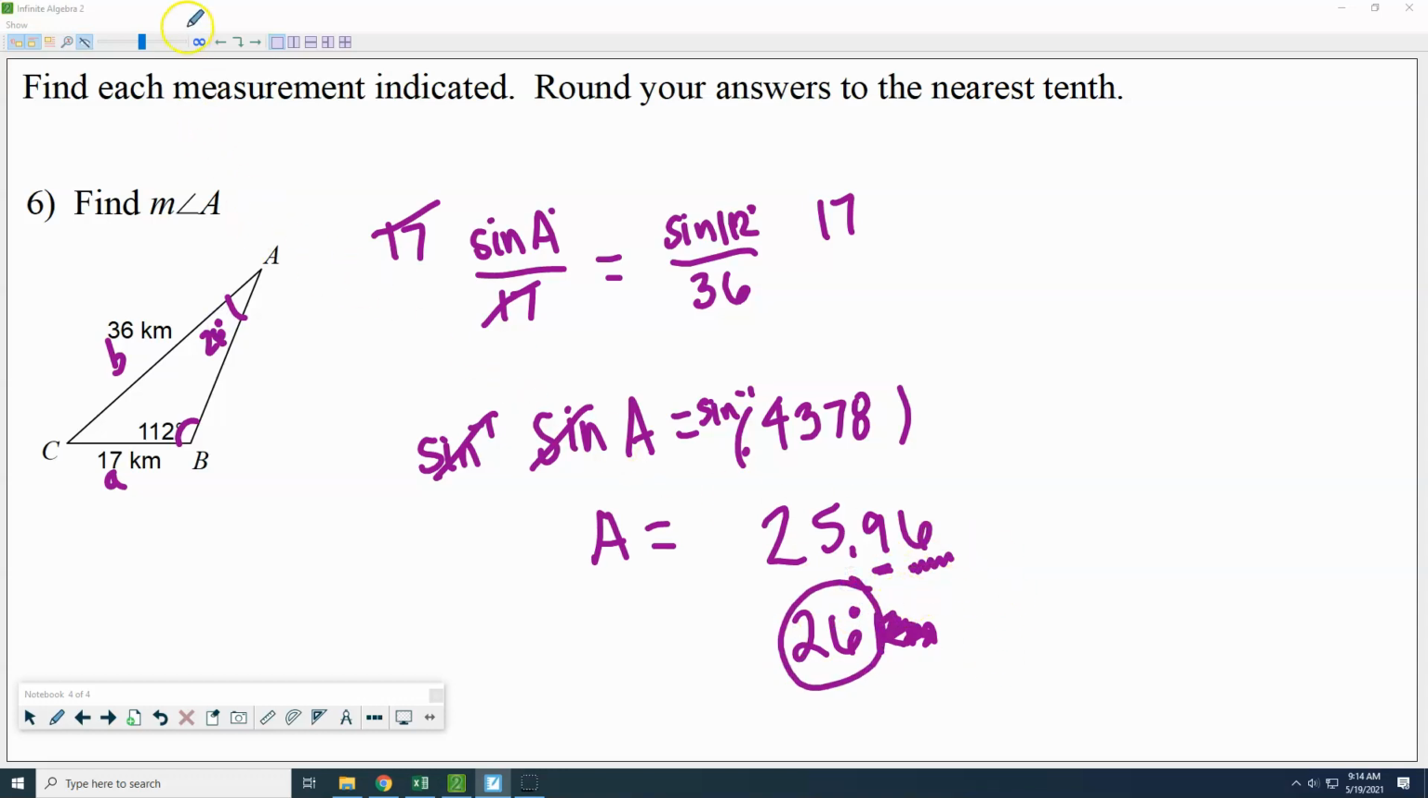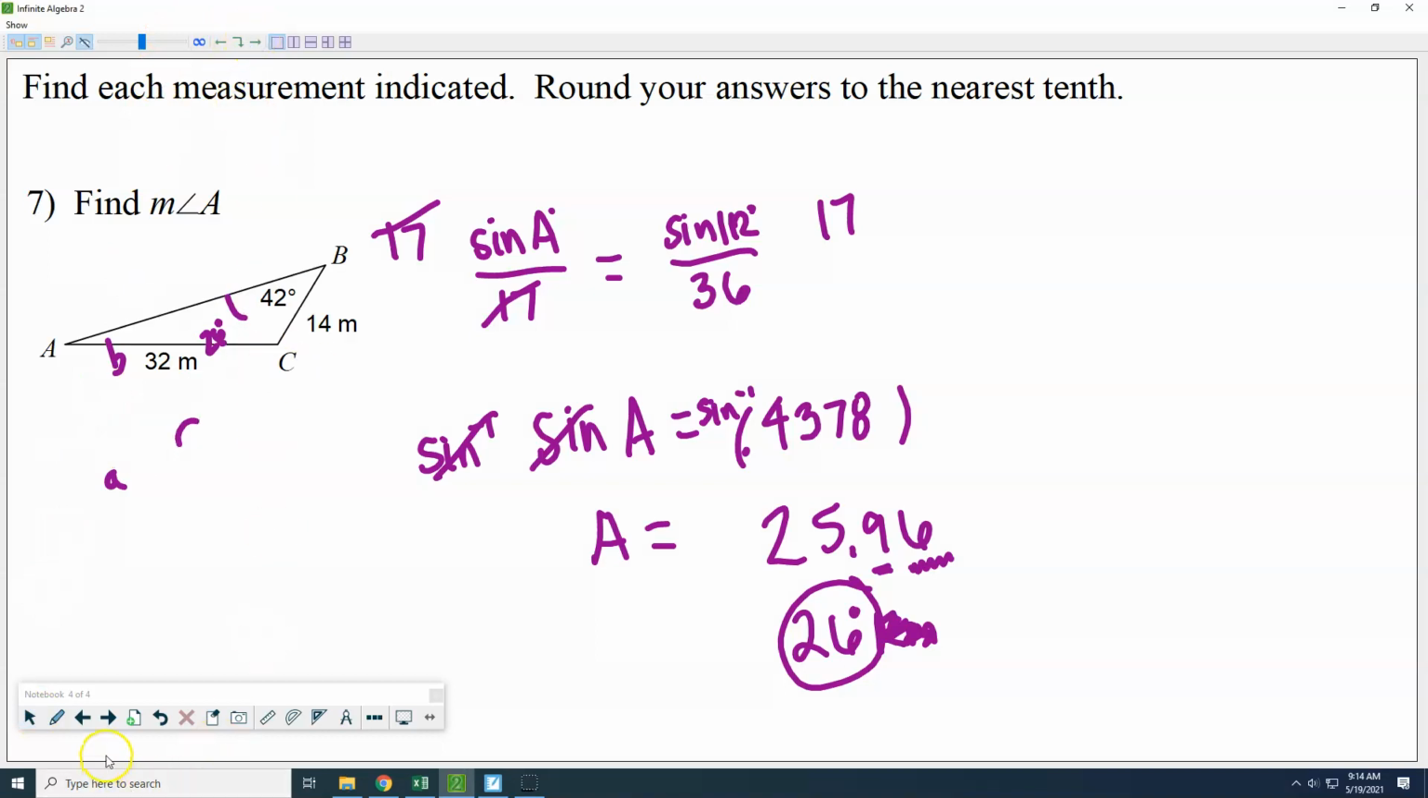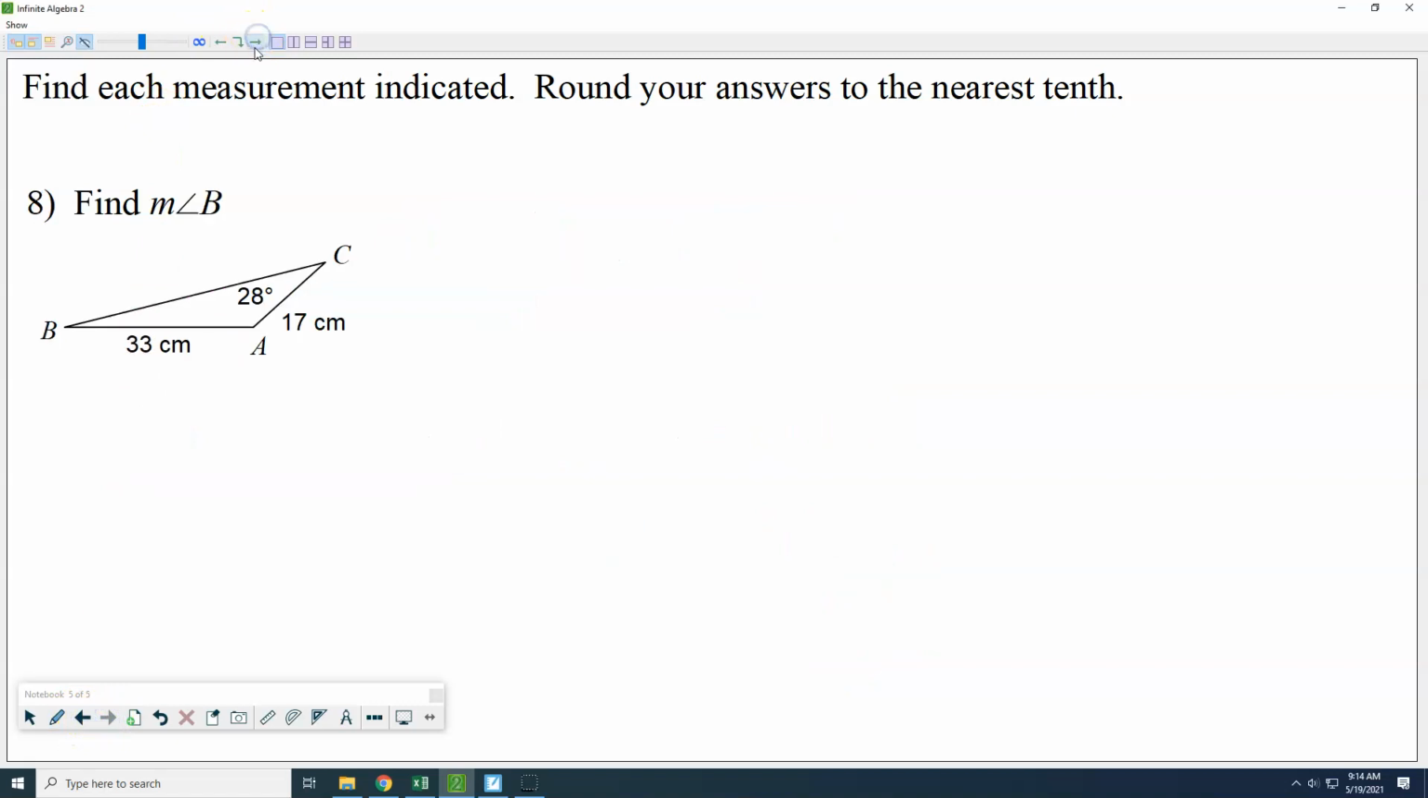Okay. Let's try one more of those, and then we'll let you get back to your life. Okay. Let's do another one where we find an angle. And I'm thinking, okay, let's do this one.